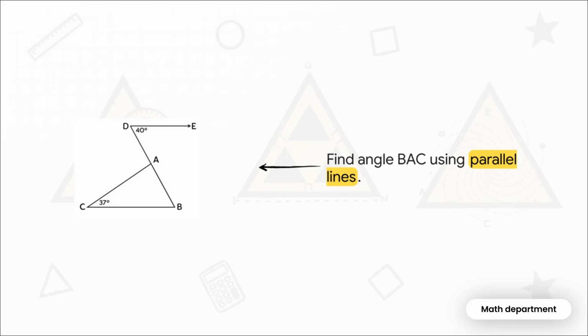We have triangle ABC. There's a straight line DE shooting off the top that is perfectly parallel to the bottom line BC. We're given two angles, 40 degrees up top and 37 degrees at the bottom left. Your mission is to find the measure of angle BAC, the angle right at the top inside the triangle. Go ahead and pause the explainer right now, sketch it out, and hit play when you have your answer.